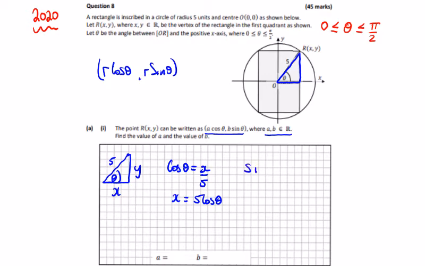And if we get the opposite, y is the opposite, the sine of theta is equal to y over 5. So 5 sine theta is equal to y. So the value of a and the value of b, well, a is equal to b, which is equal to 5, as you can see.